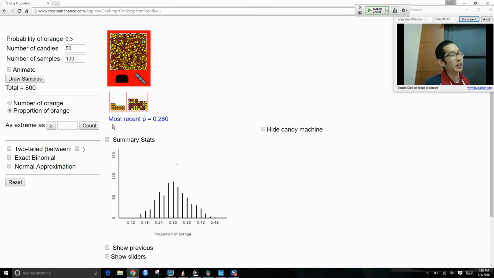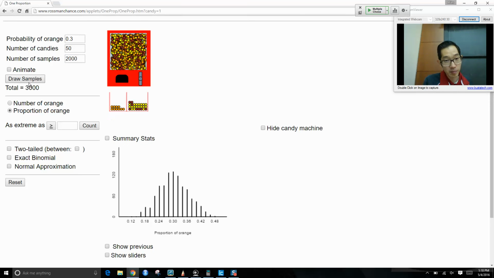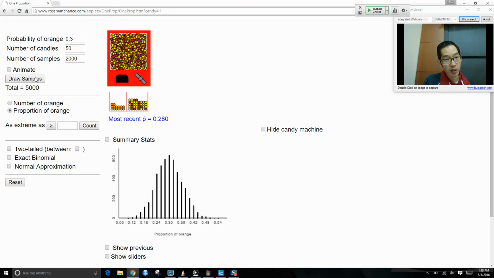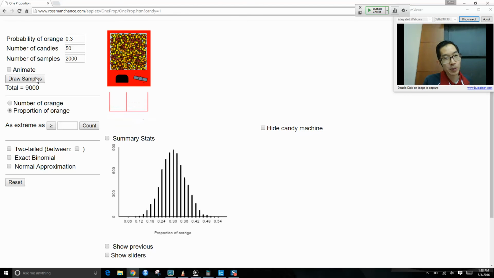At a certain point, the dots get so close together that they just merge into bars. This is after 1,000 samples. Let's crank this up, and we'll do 2,000 samples. So after 5,000 samples, this is what we get.